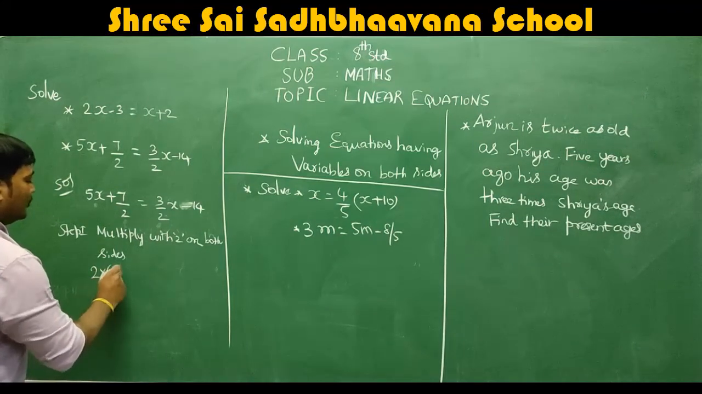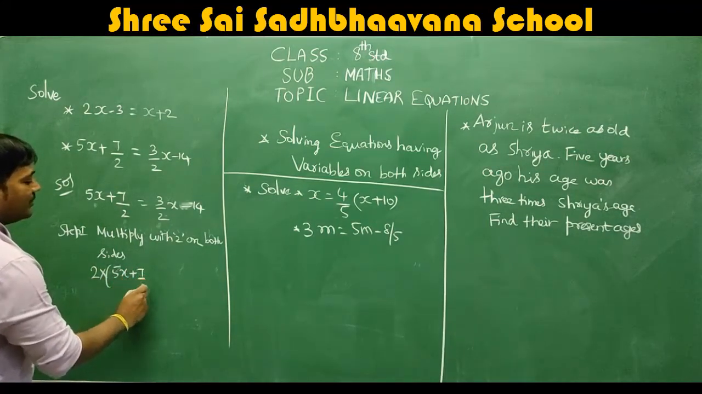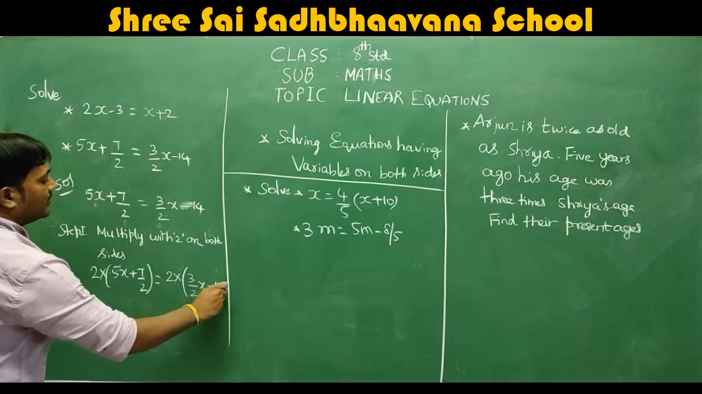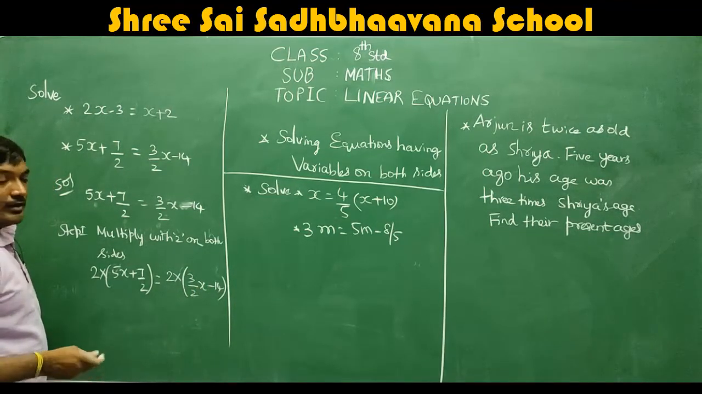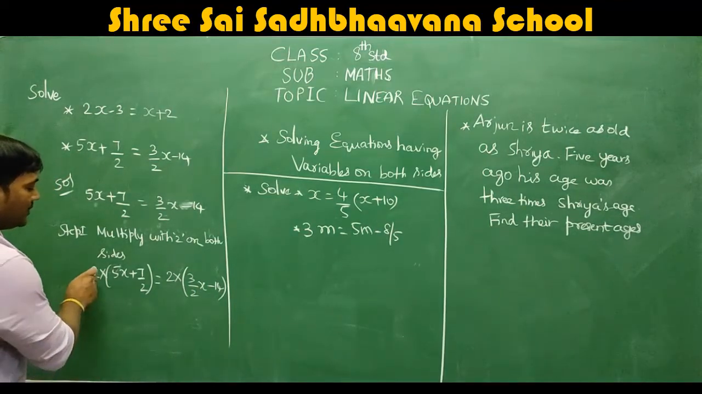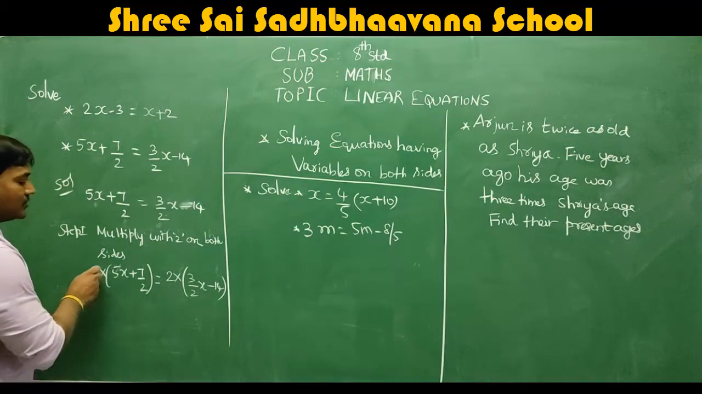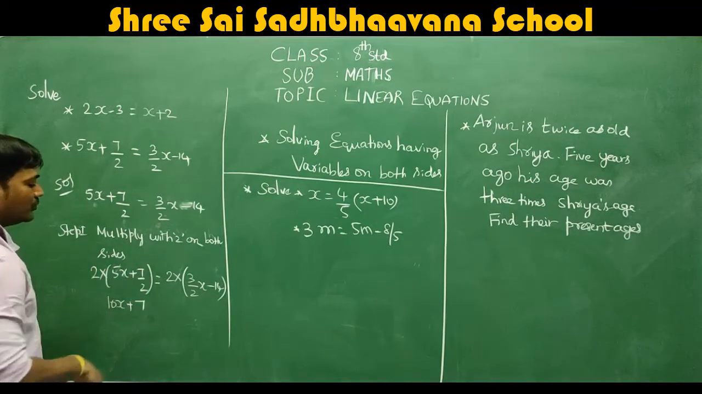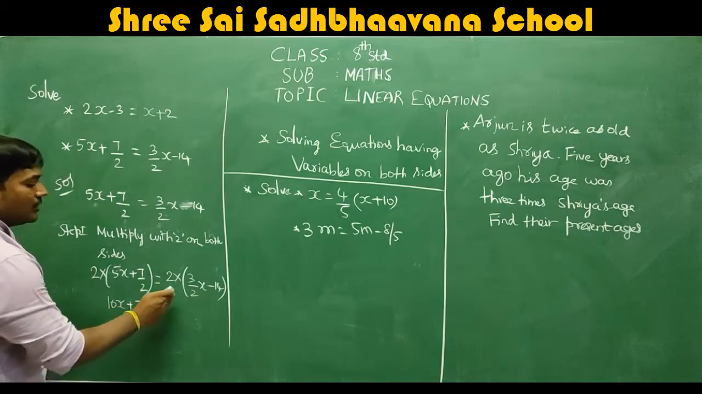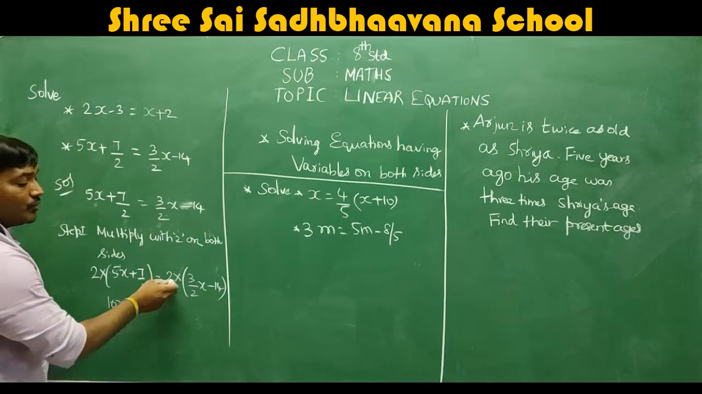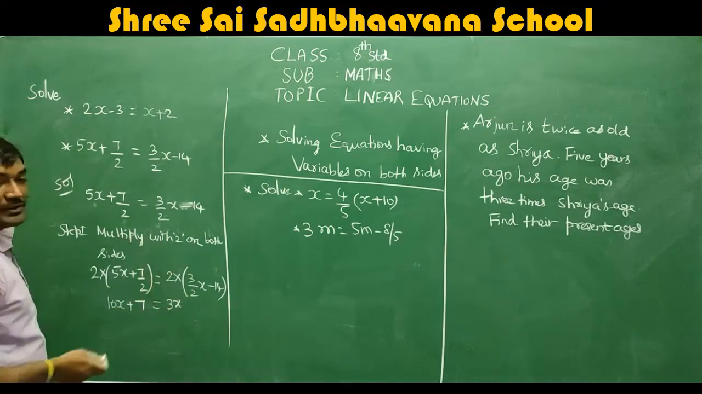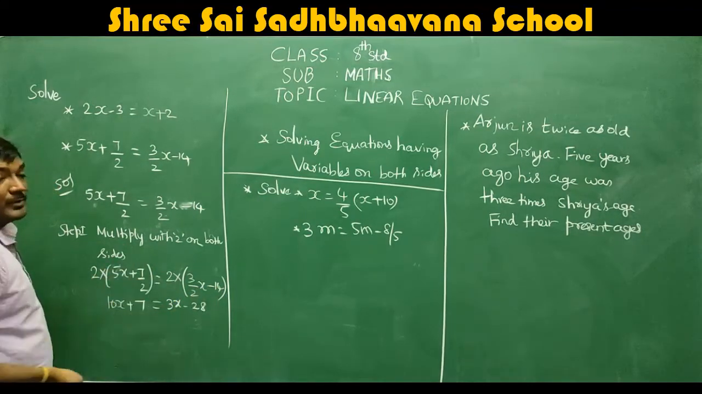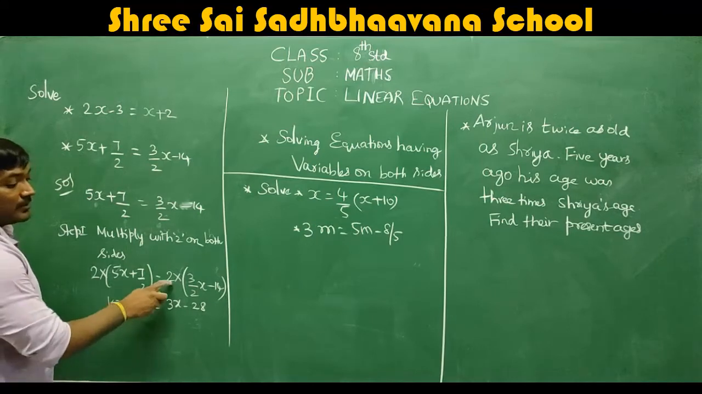So 2 into (5x plus 7 by 2) is equal to 2 into (3 by 2x minus 14). Got it? Now multiply 2 inside, term by term. 2 into 5x is 10x, plus 2 into 7 by 2, which is 7, equal to 2 into 3 by 2x, where the 2 gets cancelled and you are left with 3x, and 2 into minus 14 is minus 28. Remember, each and every term should be multiplied with this 2.